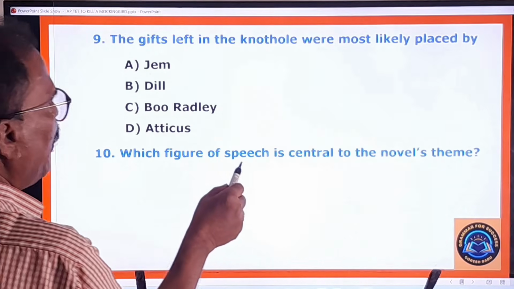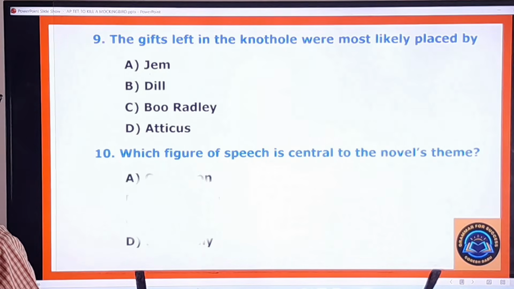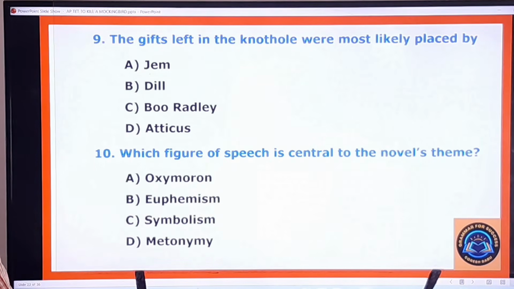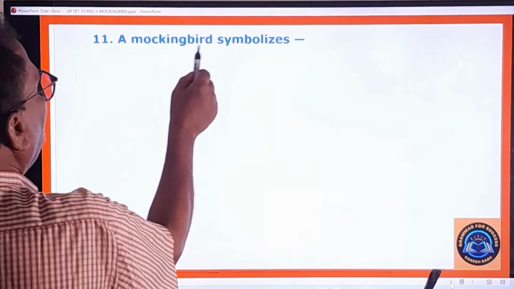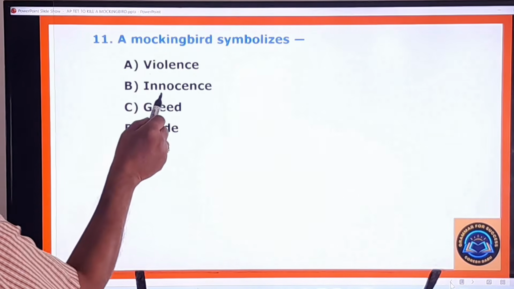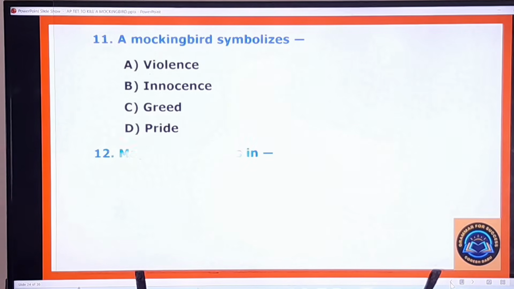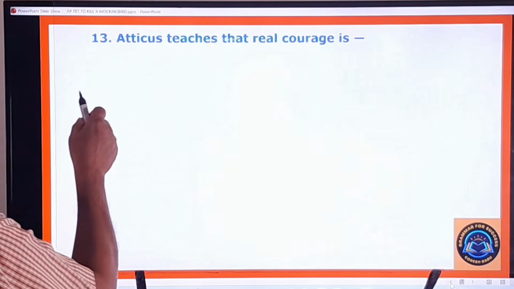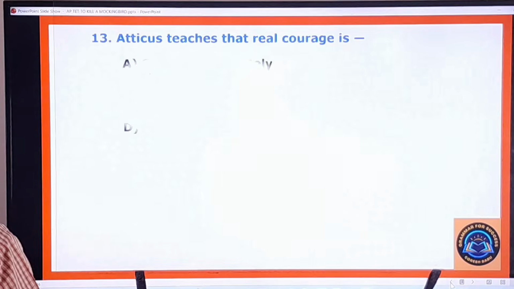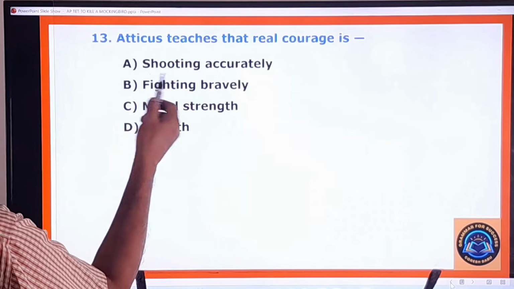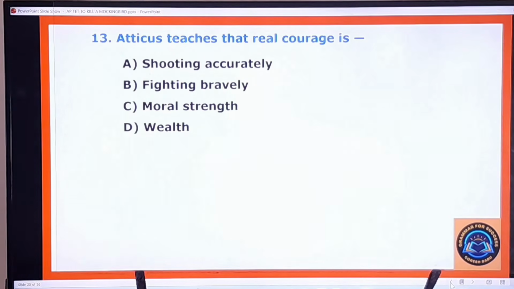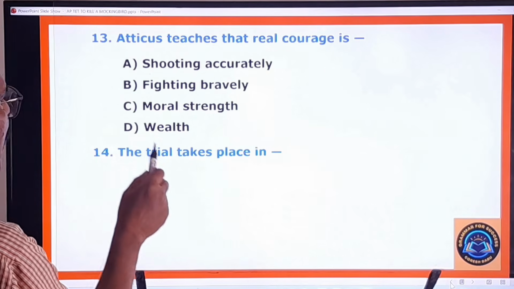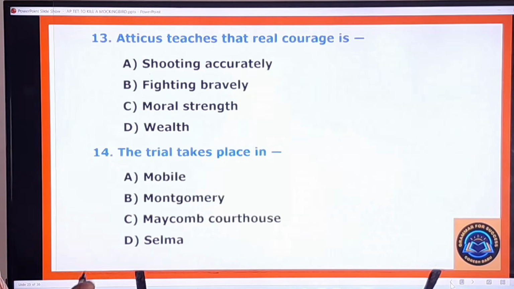Tenth question, which figure of speech is central to the novel's theme? Oxymoron, euphemism, symbolism, metonymy. Eleventh, a mockingbird symbolizes violence, innocence, greed, pride. Twelfth question, Mayella Ewell lives in luxury, poverty, middle class comfort, a foster home. Thirteenth one, Atticus teaches that real courage is shooting accurately, fighting bravely, moral strength, wealth. Fourteenth question, the trial takes place in Mobile, Montgomery, Maycomb Courthouse, Selma.